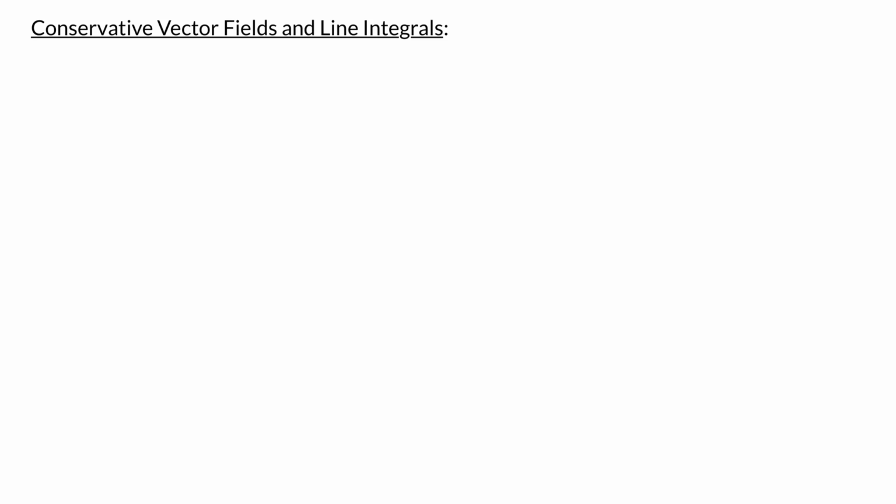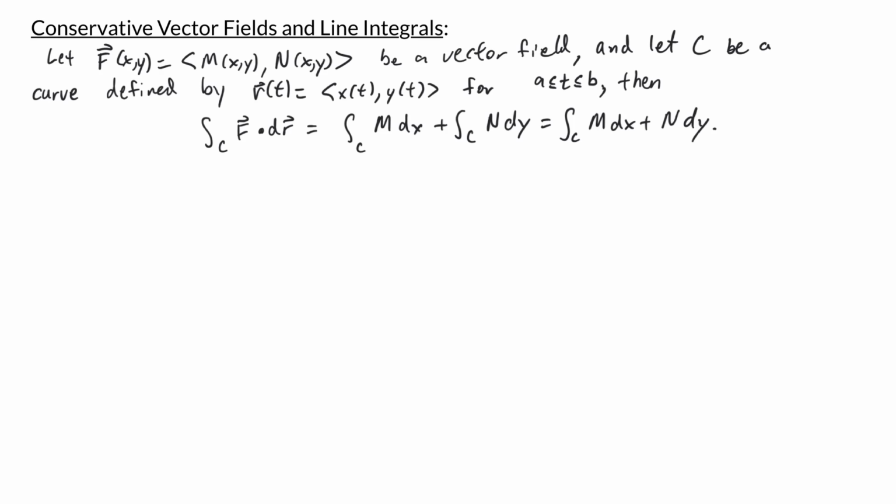In this video, we're going to talk about conservative vector fields and line integrals. I want to start by recalling a fact that we learned in our previous videos. Let F be a vector field. In our previous videos, we used F1 and F2 for the components, but from now on we're going to use M and N to describe the components of the vector field F. This is the notation that they use in the book.